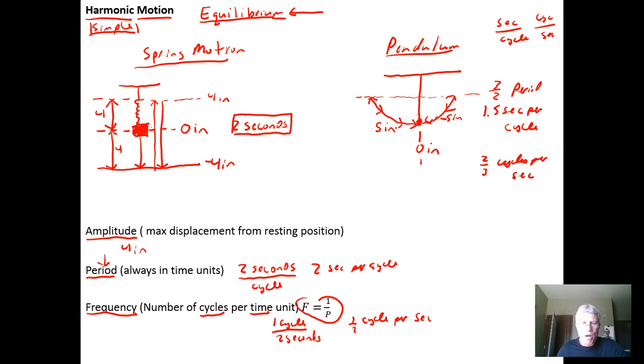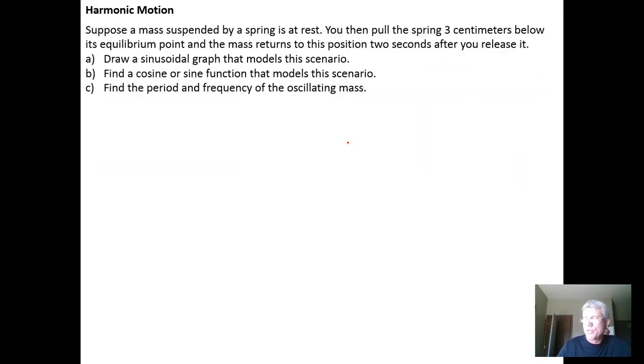And the key is, if we have harmonic motion, we can come up with sinusoidal models for these motions. So here's a concrete example. Harmonic motion. Suppose you have a mass suspended by a spring, and that mass is at rest. You then pull the spring 3 centimeters below equilibrium. You release it. I should have said that you release it. It doesn't say that, but you release it. And once you release it, let's say it returns back to the position to which you pulled it 2 seconds after you release it. Oh, there's the word release.